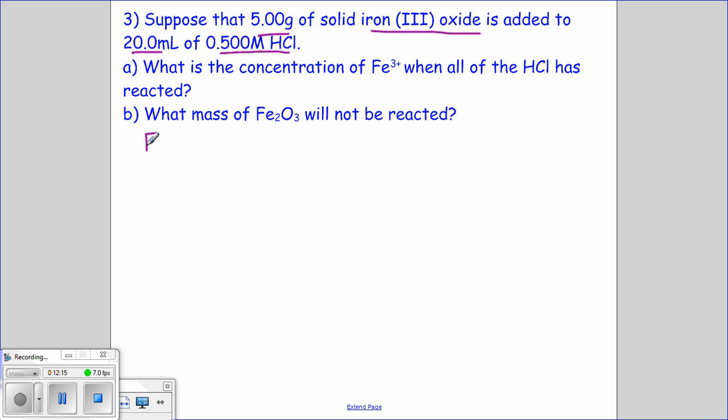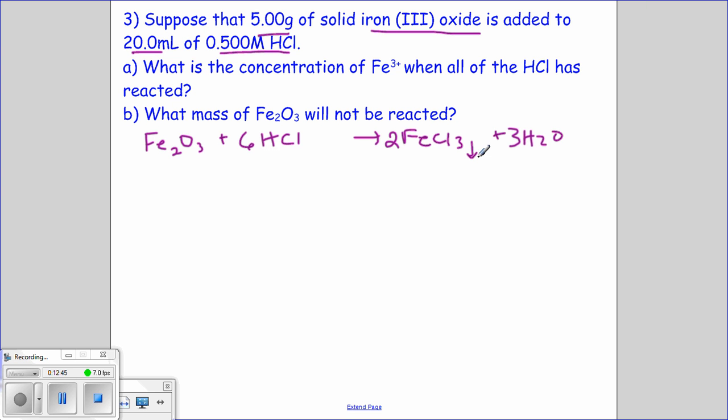So let's write this down here. Iron 3 oxide plus HCl yields iron 3 chloride plus water. And when you balance this out, you get 6 HCl, 2 iron 3 chlorides, 3 waters. This iron 3 chloride is going to be our precipitate here, but that's not extremely important at this point.